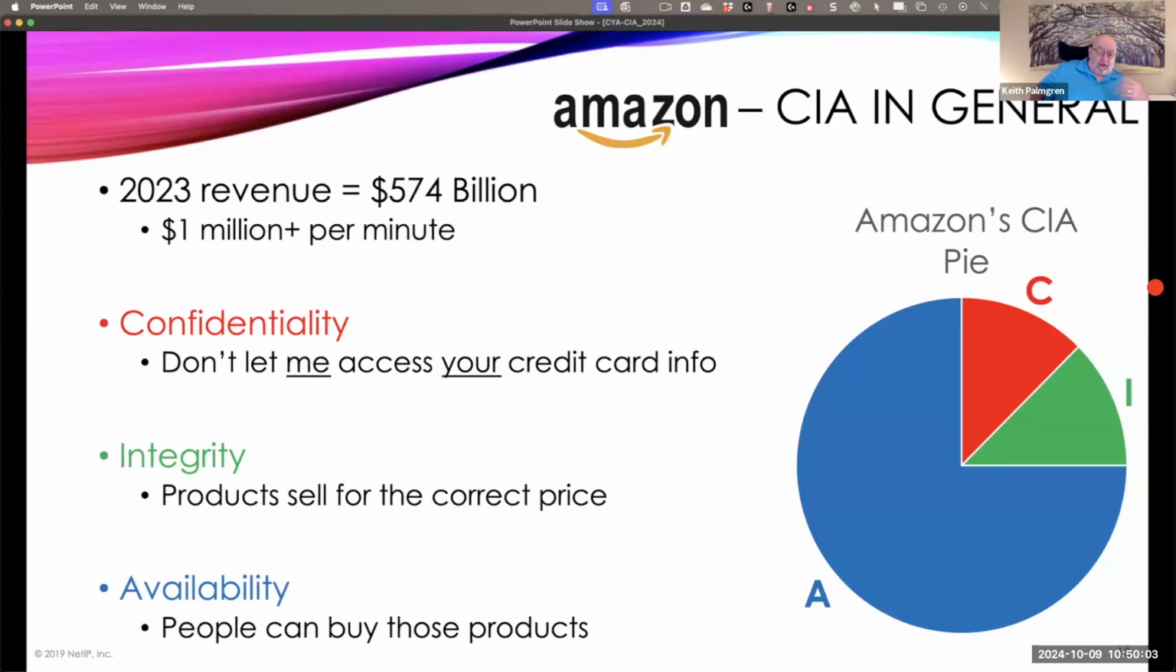Okay. They also, confidentiality would be important because they don't want me to access your credit card info, and integrity. If the book is supposed to cost $1, they want it to sell for $1, not 10 cents or whatever. So those are also considerations. But for Amazon online shopping, their number one concern is that when you open a browser and type Amazon.com, you get to their website, and they want that website to remain available at all times. And so therefore their pie chart would look something like that.